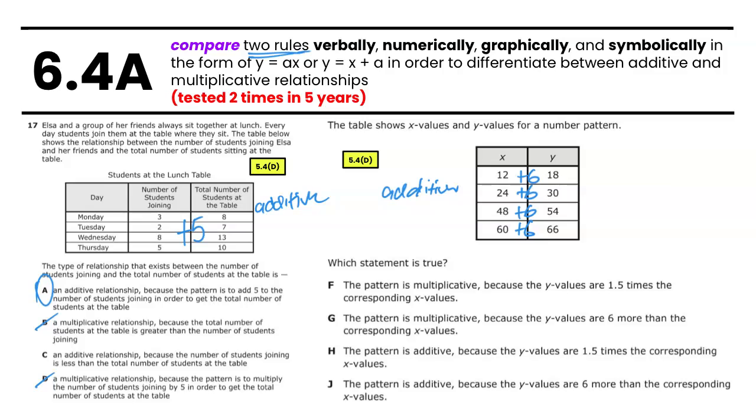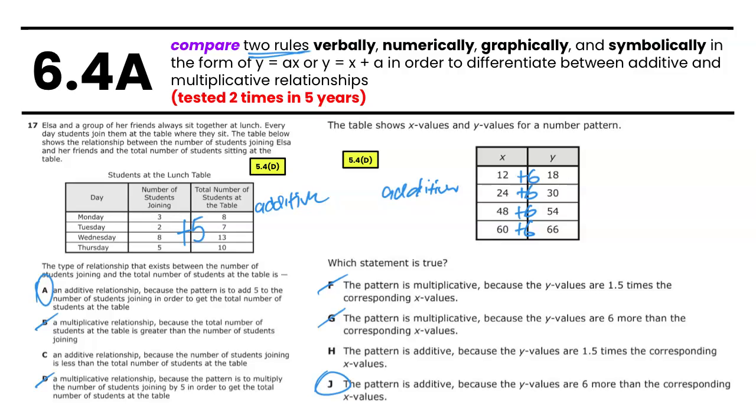And the reason it is additive is, of course, because the y values are 6 more than the corresponding x values. And so while it can sometimes be a shortcut to see if the y values are going up by 1, it only works whenever the x values are going up by 1 as well. And so be very careful to not explain it in that way. It just is sometimes a good check. But really the best way to do it is just to look.